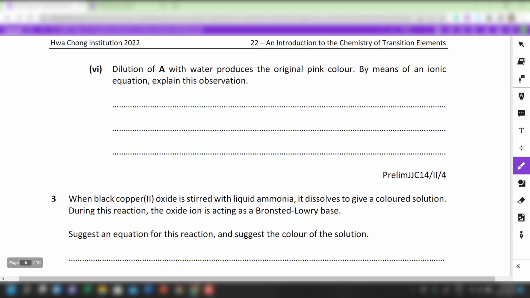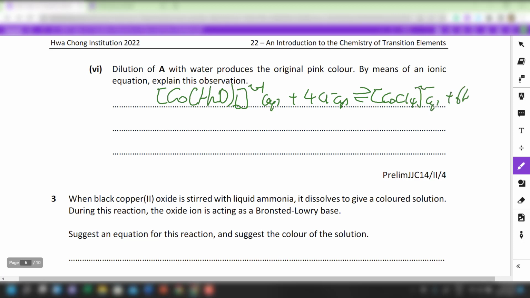So what we are going to do here is dilute A, so maybe we should write out an equilibrium reaction between hexaaqua cobalt 2 as well as tetrachlorocobaltate 2. Okay, so we're just going to write this in. So Co(H2O)6 2+ aqueous plus 4Cl minus, and then we're going to equilibrate to give us CoCl4 2 minus aqueous plus 6H2O.